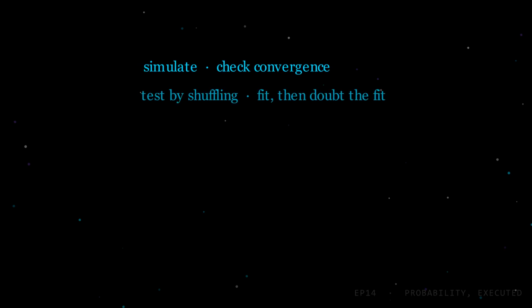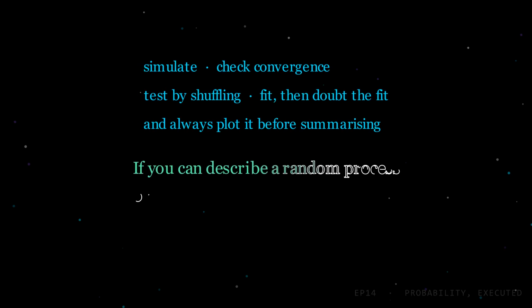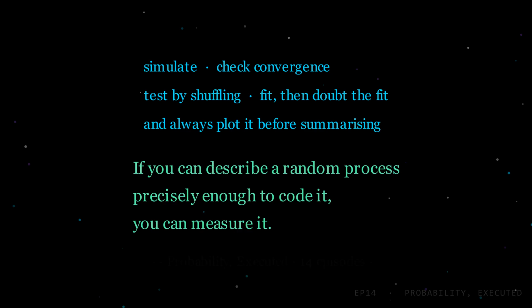So let's close the series. 14 episodes and really one idea. Probability questions have two routes. Derive the answer, which is exact and elegant when it's available, or simulate the process, which is approximate and works on almost anything. We learn to simulate, to check convergence, to test hypotheses by shuffling, to fit and to be suspicious of what we fitted, and throughout, to plot the thing before summarizing it. If you can describe a random process precisely enough to code it, you can measure it. That's the whole series. Go and simulate something.